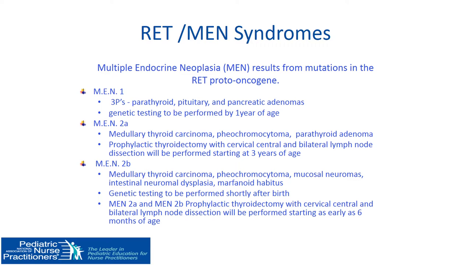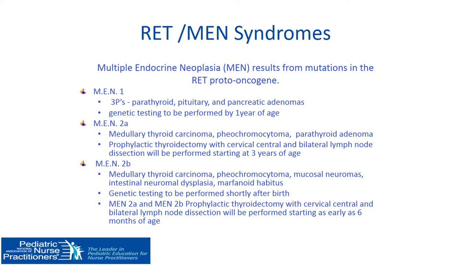MEN1 is the three Ps. It's parathyroid, pituitary, and pancreatic adenomas. There's no thyroid cancer in MEN1, so those we're not worried about thyroid cancers. Genetic testing can be performed by 1 year of age, and they have their own guidelines for monitoring.